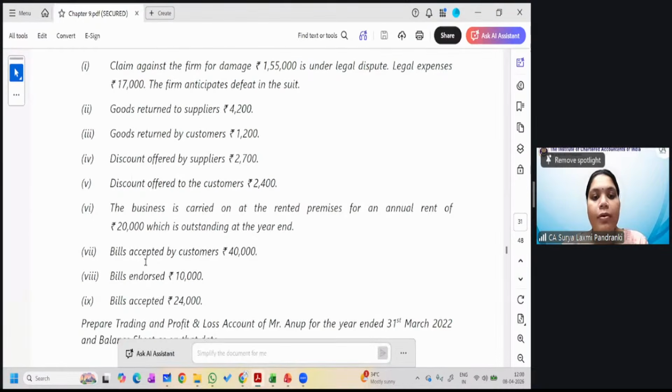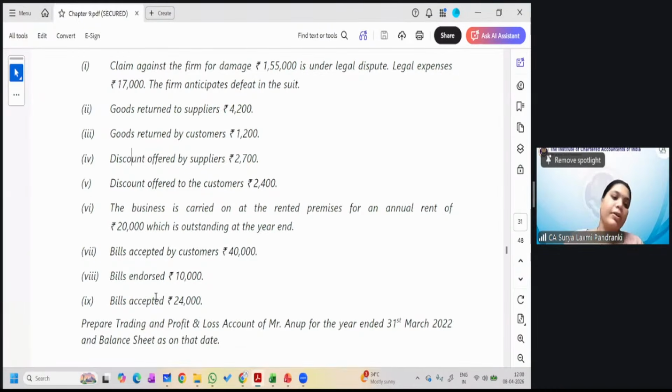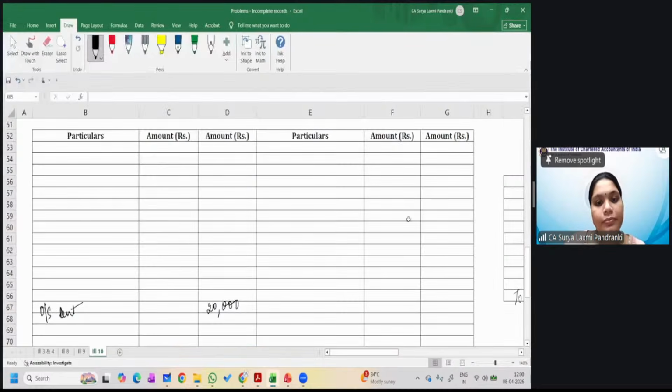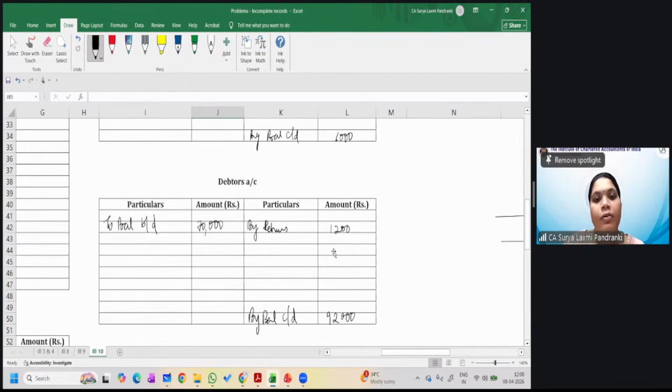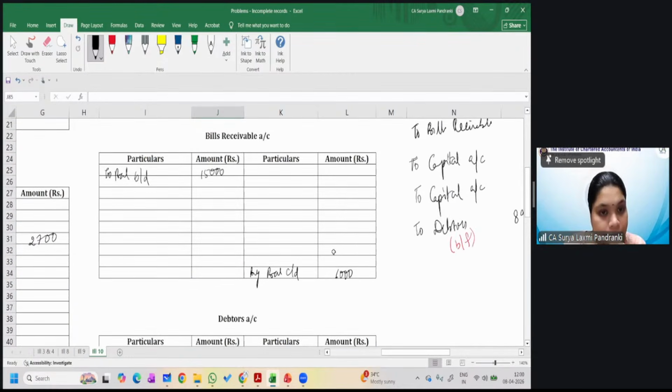Okay. Now we have about 3 transactions about the bills. Bills accepted by the customers 40,000. Where will this come? Bills accepted by the customer: debit to bills receivable account. This should come under your bills receivable account, right? Because it is an amount that is accepted by the customer, so it's like a bills receivable that you have. So it should be coming under your debit side or credit side? Debit side of the bills receivable.